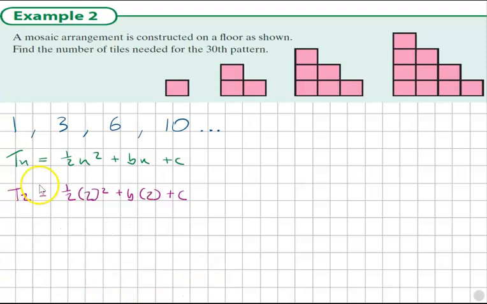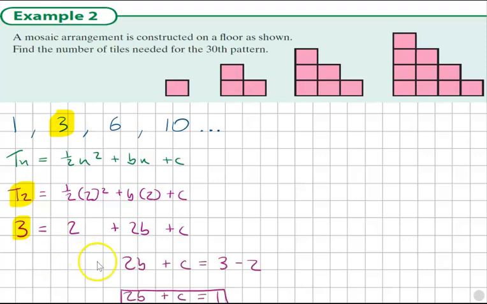We do the same thing then with T2. So we're replacing both of those n's for 2 with brackets and letting T2 be equal to 3 because we know that term 2 is 3. So we get 3 equals 2 plus 2b plus c. And then letters to the left, numbers to the right. And simplifying, we get 2b plus c is equal to 1. So now we have a second equation in terms of b and c.